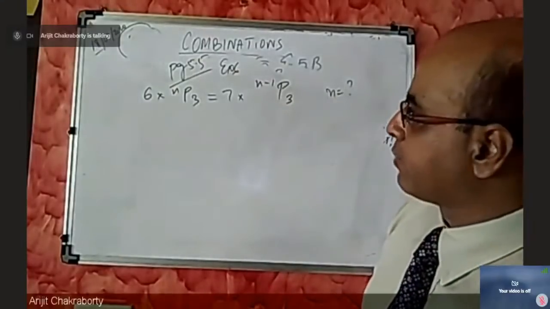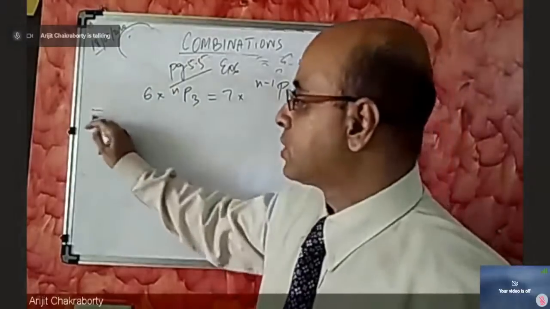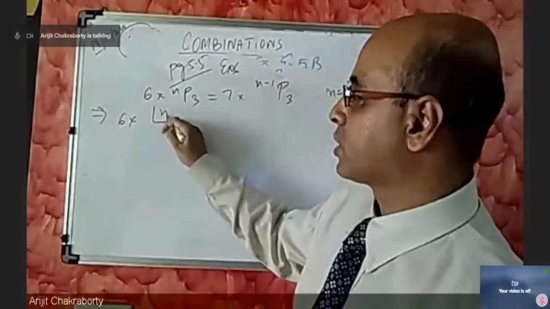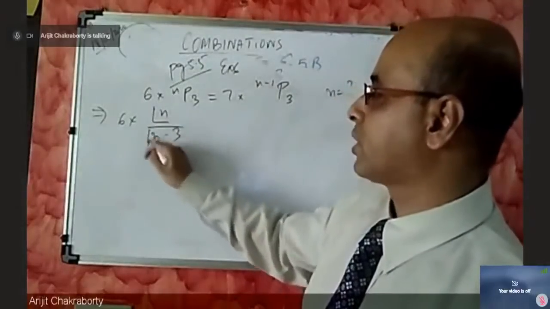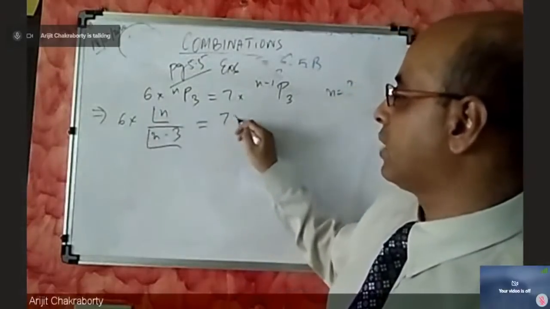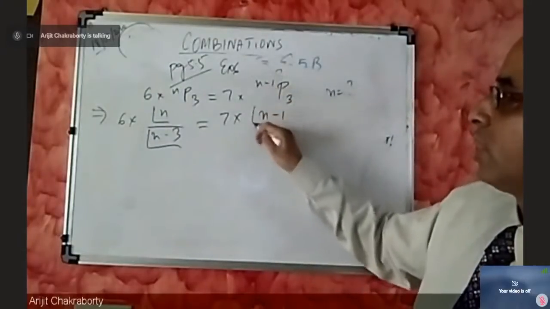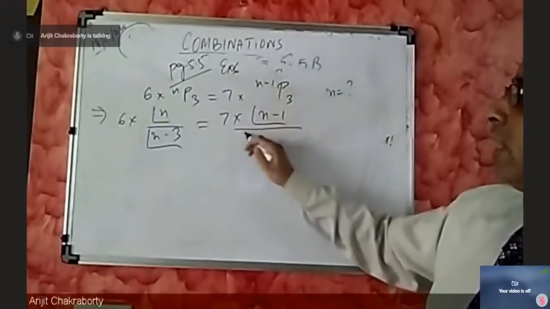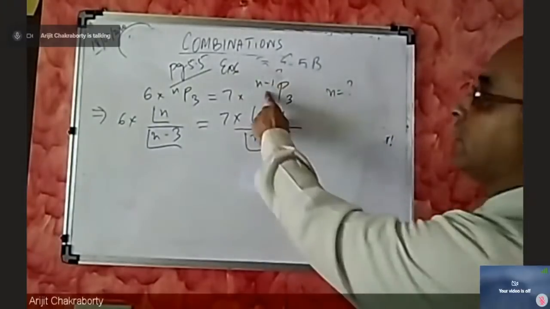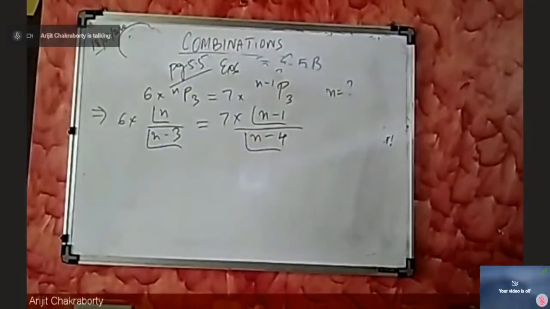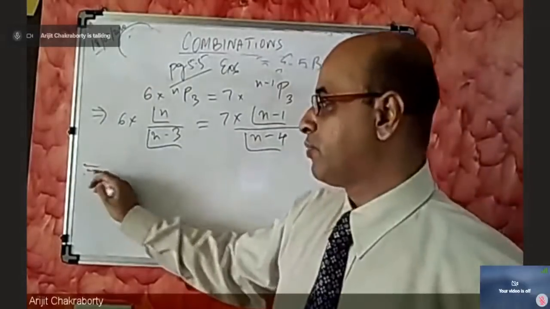Okay, so let's try and break it up. 6 into nP3 is n factorial divided by (n minus 3) factorial. This is equal to 7 into (n minus 1)P3, that is (n minus 1) factorial divided by (n minus 1 minus 3), that is (n minus 4) factorial. Fine. We simplify further.